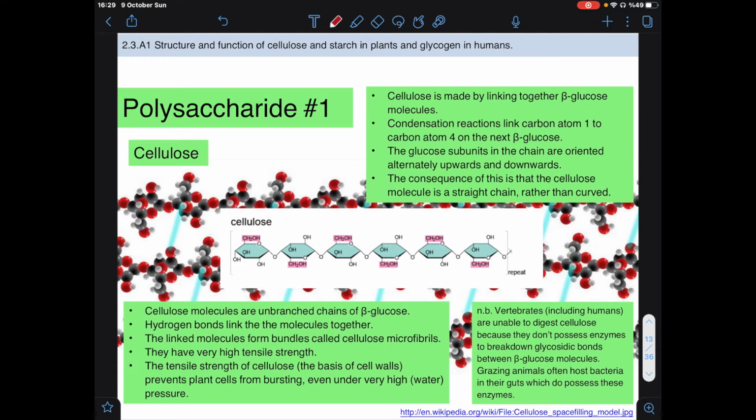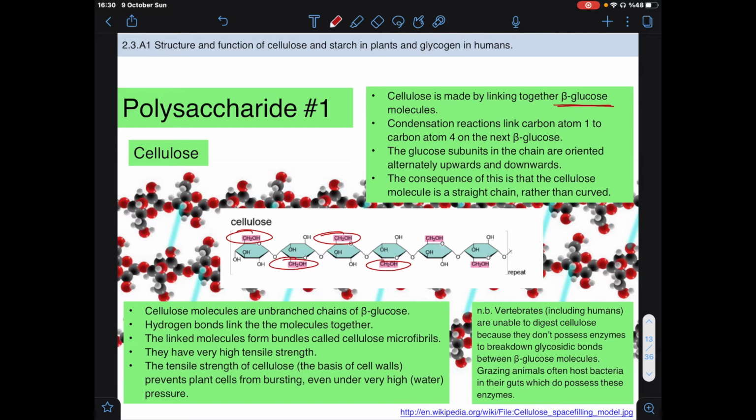So the first polysaccharide is cellulose, which is made by linking together beta-glucose molecules. So carbon 1 and carbon 4 are linked to each other, and glycosidic bonds are formed. So as we can see in this picture, the glucose subunits in the chain are oriented alternately, like this. And this causes the cellulose molecule to be straight. So it cannot bend because there are subunits in each side of the chain. So it's a straight molecule and it's unbranched.